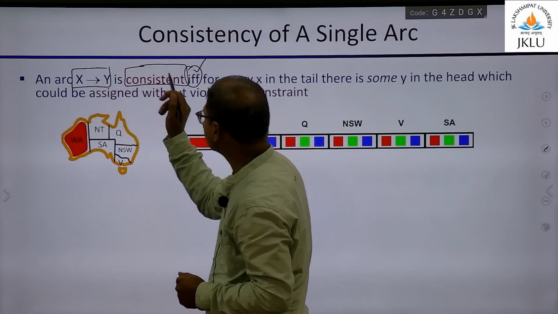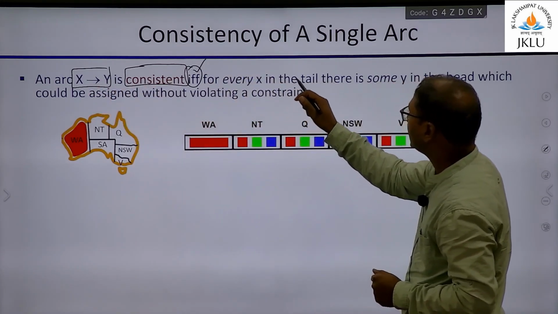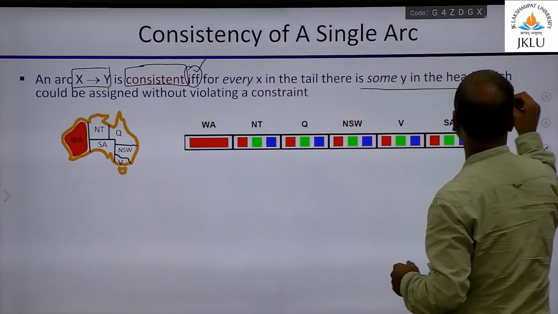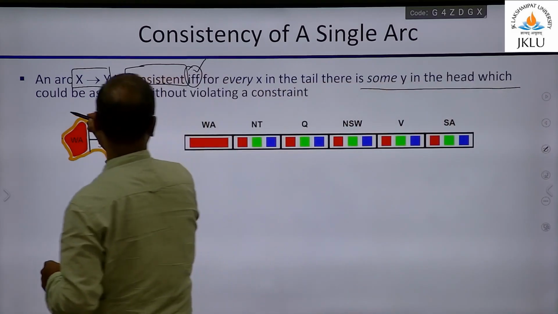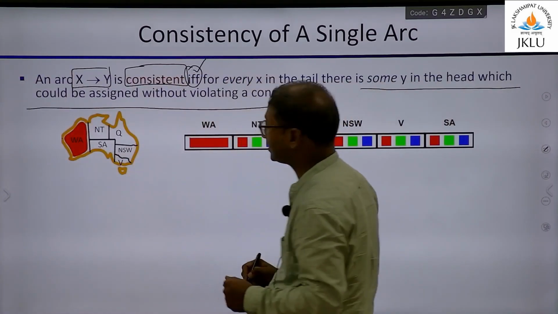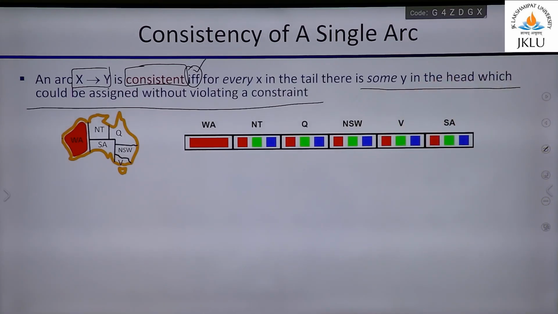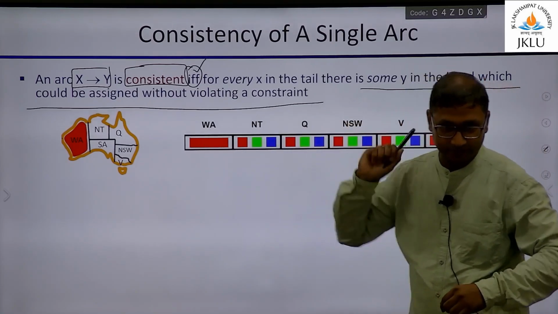So an arc is consistent if for every X in the tail there is some Y in the head which could be assigned without violating a constraint. Listen to this carefully, I ask this a lot in exams, and it doesn't get into the mind easily. So this is how you start. Okay?